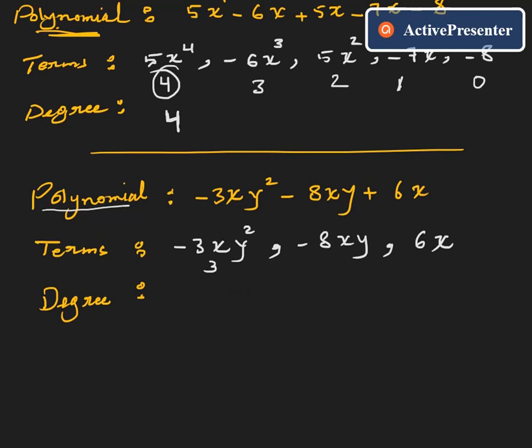Okay. What is the degree of this term? It is 2. What is the degree of this term? It is 1. So the degree of the polynomial is the greatest, which is 3.